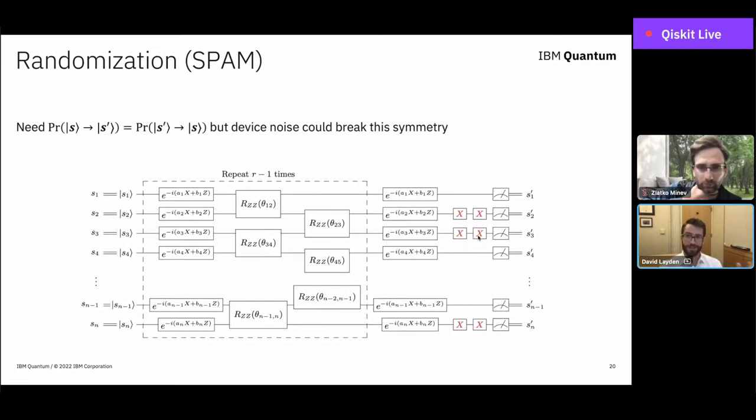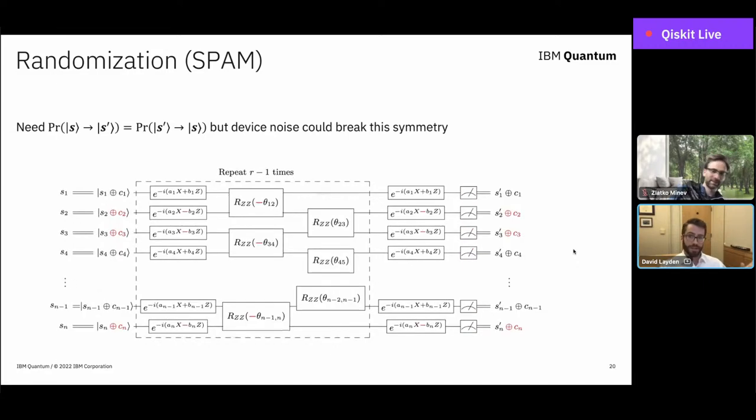And this is something that Zlatko would know about. They have a nice paper on a very similar trick. Instead of actually implementing these through pulses, we pulled one of these X gates through the readouts, meaning we just did a measurement and then flipped the resulting bit. And the other one we pulled all the way through to the start of the circuit and similarly absorbed into the initial state.